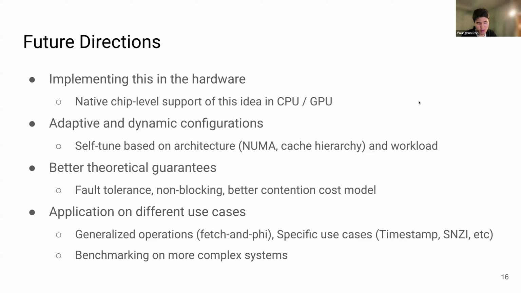We may also think of a better way to formulate the contention model, because contention is a bottleneck in many different applications, but there is not enough research giving theoretical insights on these models. Also, this general idea of software combining can be used in different applications, for example generalized operations or specific use cases. And we can explore whether this algorithm scheme is performant in more complex, application-level systems.